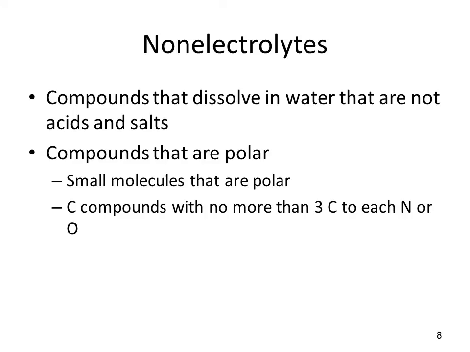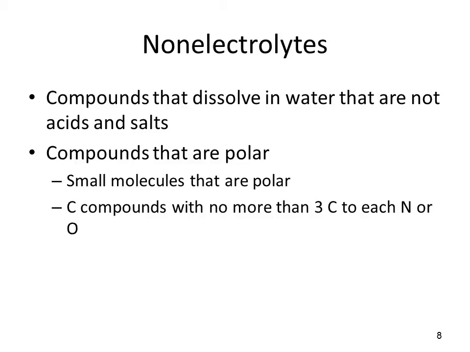How do we recognize non-electrolytes? Well, non-electrolytes are compounds that will dissolve in water that are not acids and salts. So if it's not an acid or a salt, and it will dissolve in water, then it's considered to be a non-electrolyte. Now it must be able to dissolve in water to be considered a non-electrolyte. Now how do you know what will dissolve in water if it's not an acid or a salt? Those are going to be the compounds that are polar.